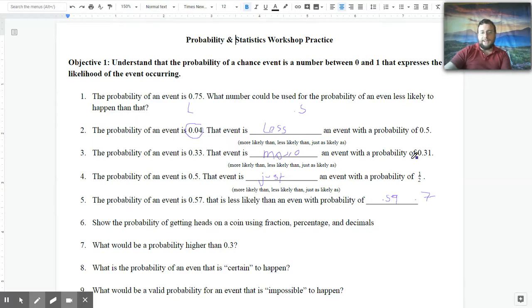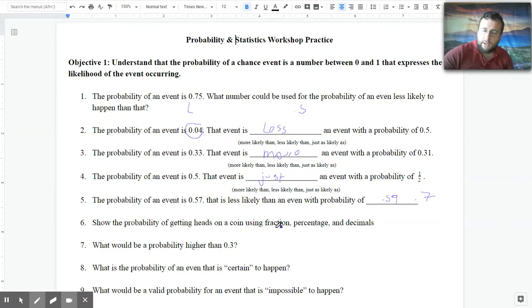What is the probability of getting heads on a coin using fraction, percentages, and decimals? The reason I have this question here is because you do need to practice how to convert between those if you don't know how, because the problems will assume that you know how to do that. And so I'm going to include that on the playlist that this is a part of, because I think it's important to remember to do that if you are trying to pass this assessment.